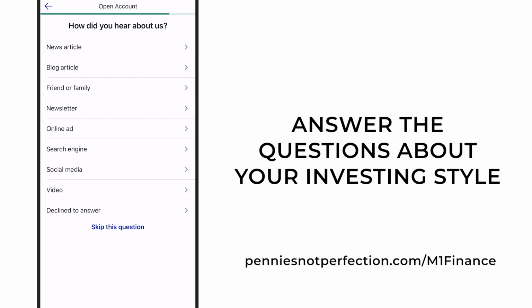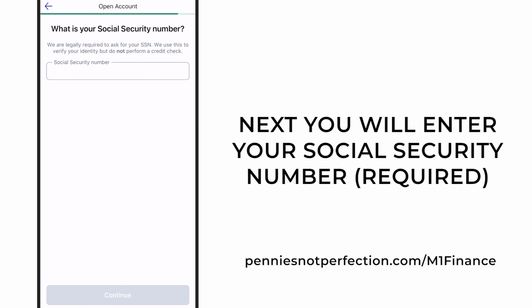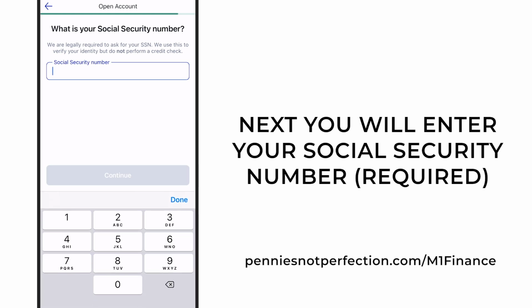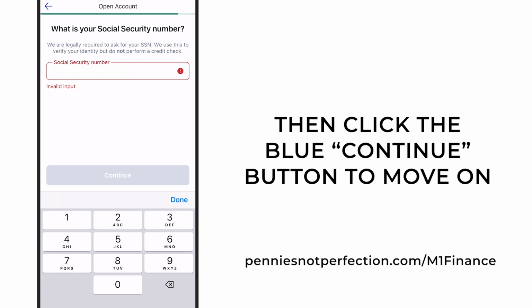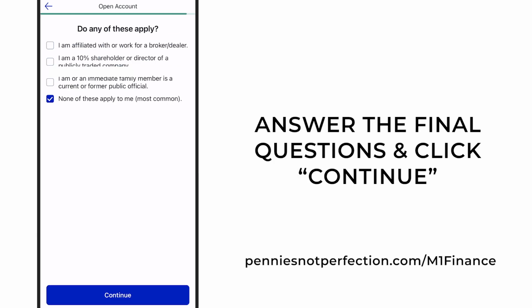The final question to open up your account is, what is your social security number? So you will have to give them your social security number as the final step of your personal information in order to open up your account. They are legally required to ask your social security number so that they can verify you. It does not check your credit. It does not affect you in any way other than they have to legally check to make sure you are who you say you are. So enter your social security number, then click Continue.